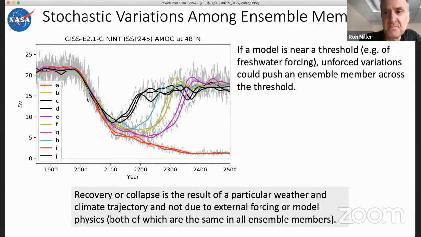Okay, so we're interpreting this to mean that the model is near a threshold, and a lot of previous modeling work has shown that there does seem to be a threshold. I just want to emphasize that for these 10 ensemble members, this is the same ensemble. It's an identical model in all cases. The forcing is the same in all cases. So the divergence of outcomes is really not due to either forcing or model physics. We're interpreting this as just due to stochastic noise or high frequency variability in the North Atlantic, which by itself will push you across a threshold or not.